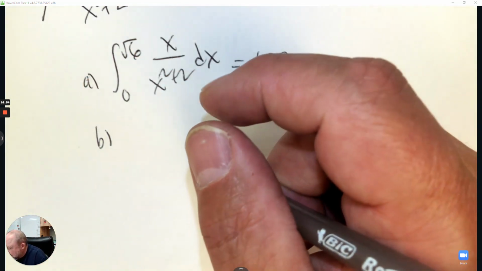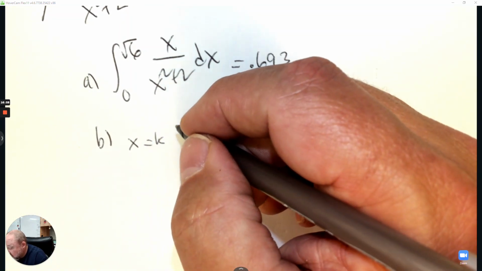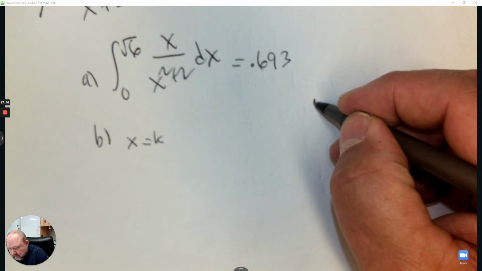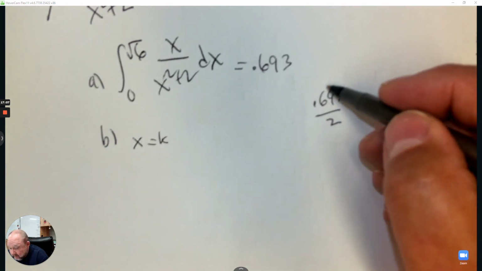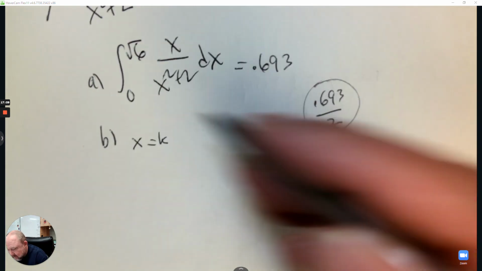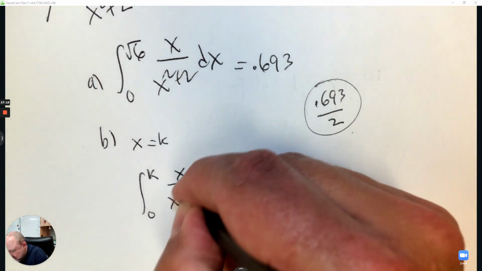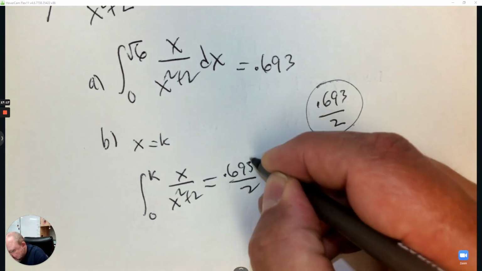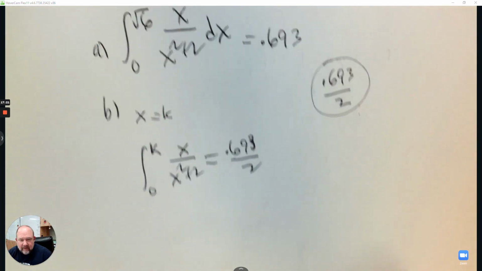if line x is equal to k, and it divides the region into 2 equal areas. So, first of all, 0.693 divided by 2, I won't even put that answer down, but I need to know that's half the area. So when I integrate from 0 to k, x over x squared plus 2, it's equal to 0.693 divided by 2. What is that value of k? So there's the setup.